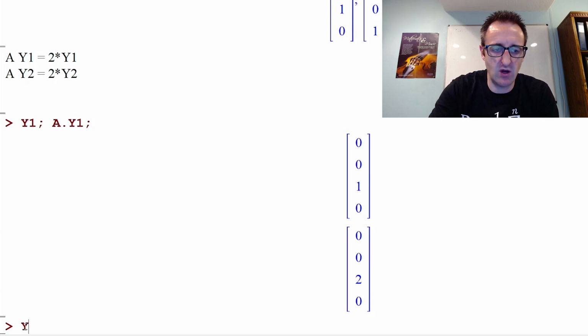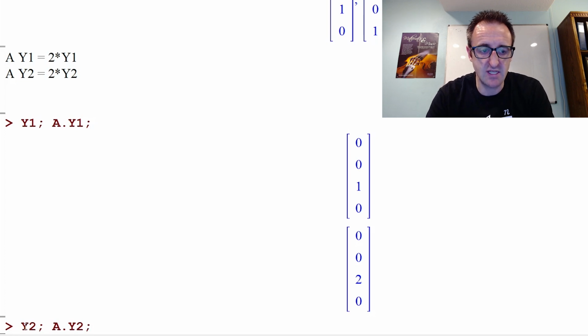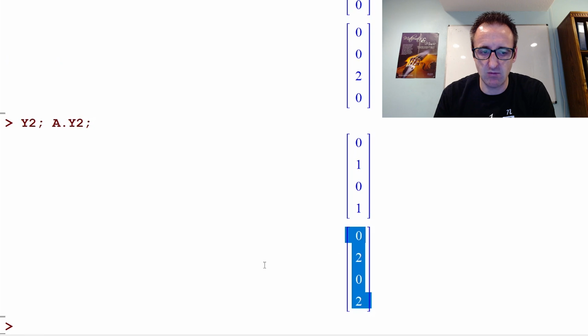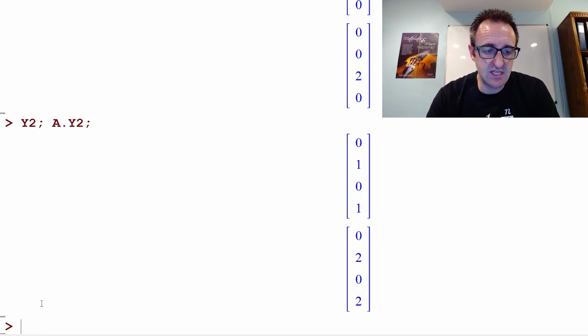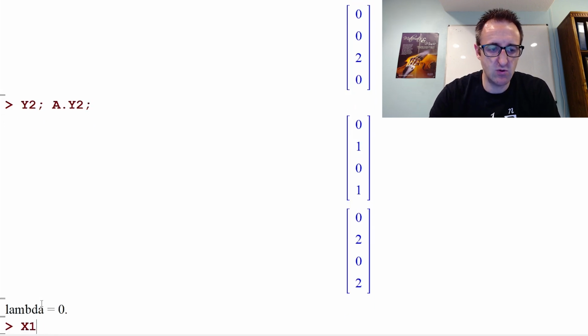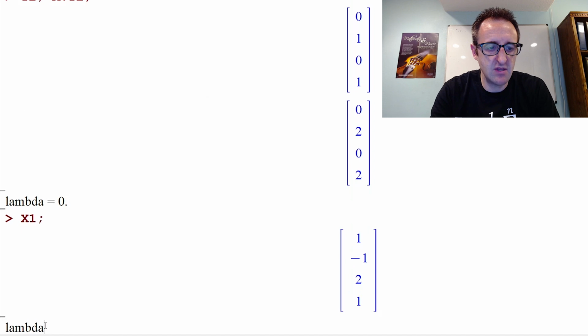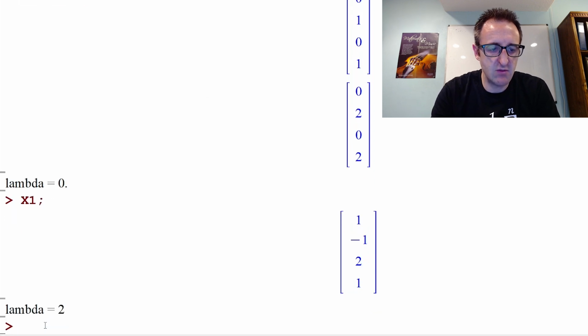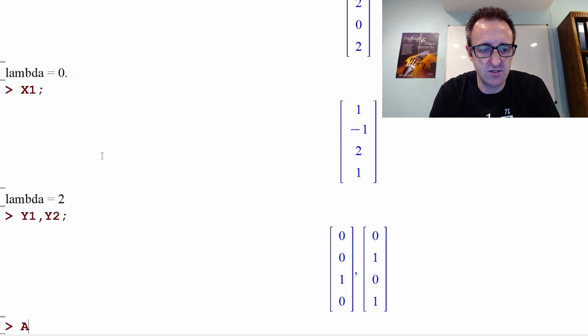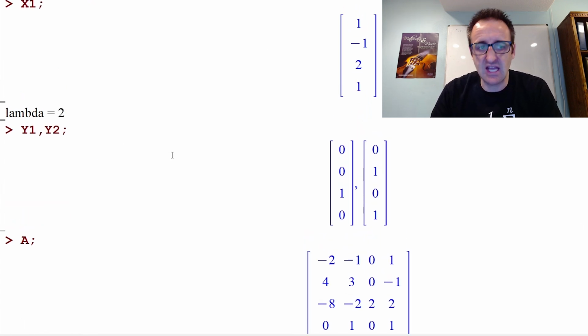Similarly, if we multiply y2 by A, we should also get twice that. And if we do, sure enough, here's y2, and when we hit it by A, it just doubles it. And so that's pretty much it. That's the idea. We've got 2 bases here. For lambda equals 0, we have the basis x1, and for lambda equals 2, we have the basis y1, y2. These are bases for the eigenspaces corresponding to each of those eigenvalues for this matrix. And that's the answer to this question.